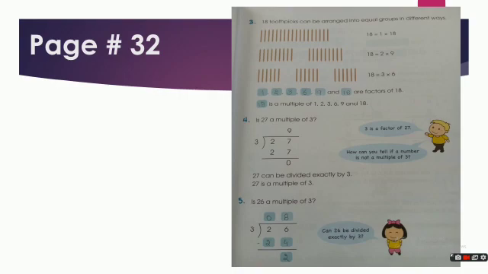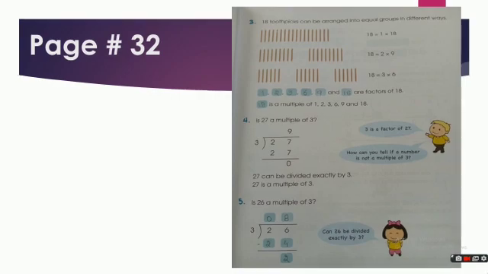Now next page, page number 32. Look at question number 3 over here. 1 18s are 18, 2 9s are 18, 3 6s are 18. The numbers we are multiplying in tables with each other are called factors, and the answer we get after multiplication is called a multiple. So over here 1 and 18, 2, 9, 3, 6 are factors and 18 is the multiple.